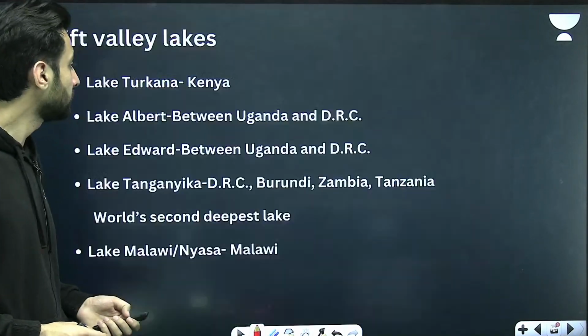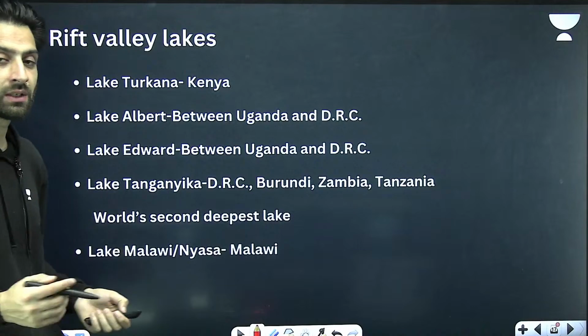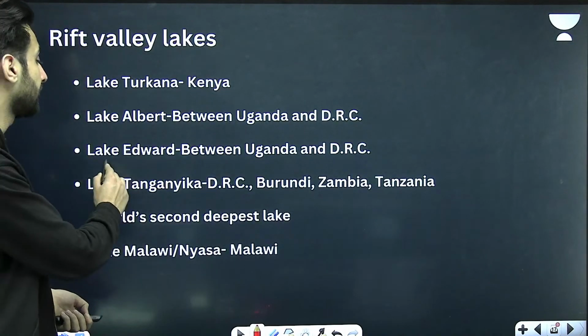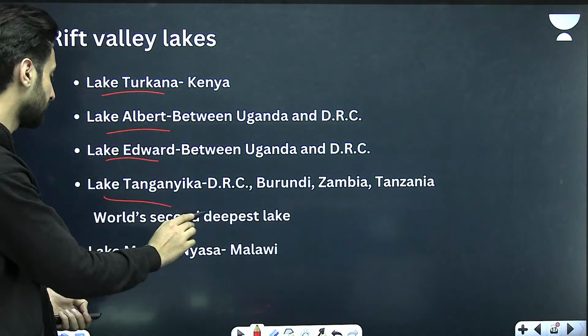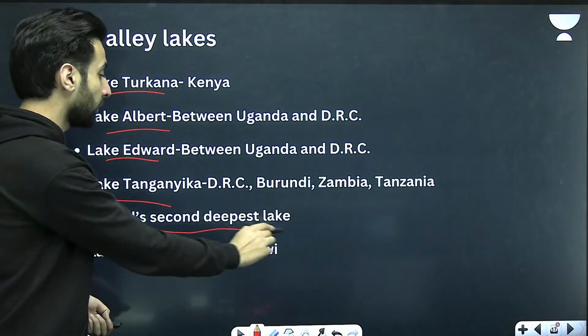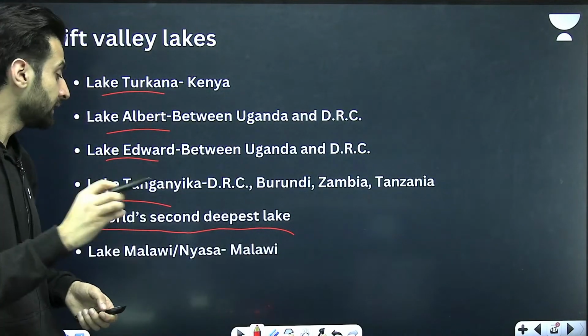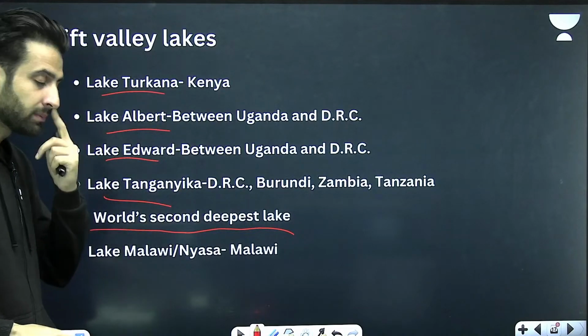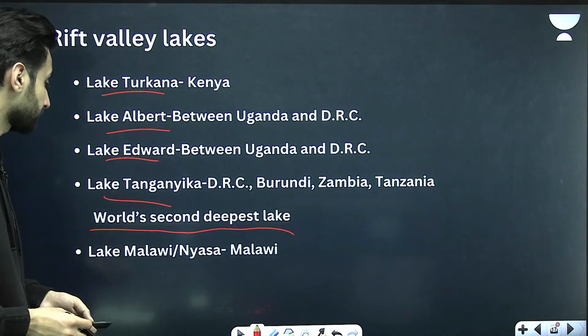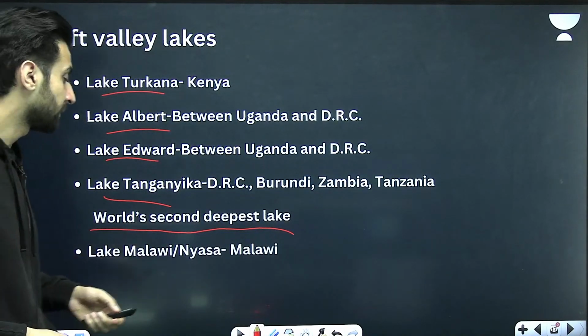Now, before we go forward, this is some of the details as I already told you about these. This is Lake Edward between these countries, Turkana, Tanganyika, and yes, one more point. Lake Tanganyika is the second deepest lake in the world. You know about others. Then we have Lake Malawi.